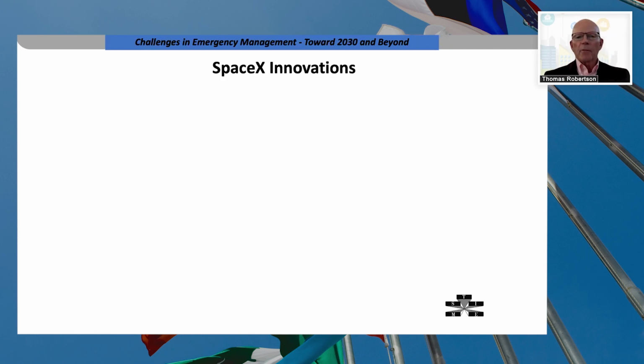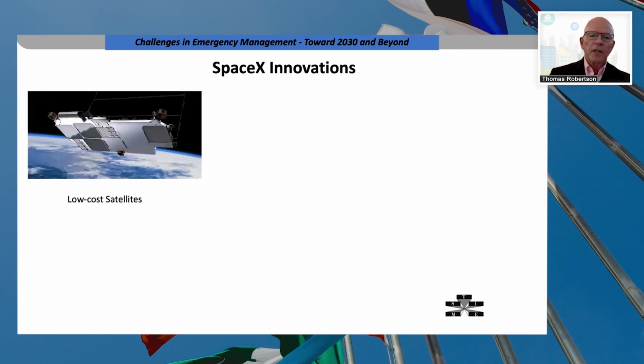So finally, I want to talk about SpaceX innovations. What are the innovations that make these low Earth orbit satellite constellations possible? In the case of SpaceX, they created first a set of low-cost satellites that are very carefully designed. This satellite, as you can see in the picture, is about the size of a coffee table that you might have in your living room.